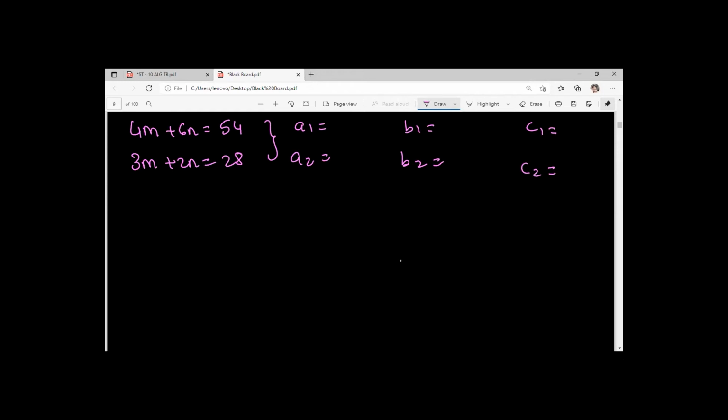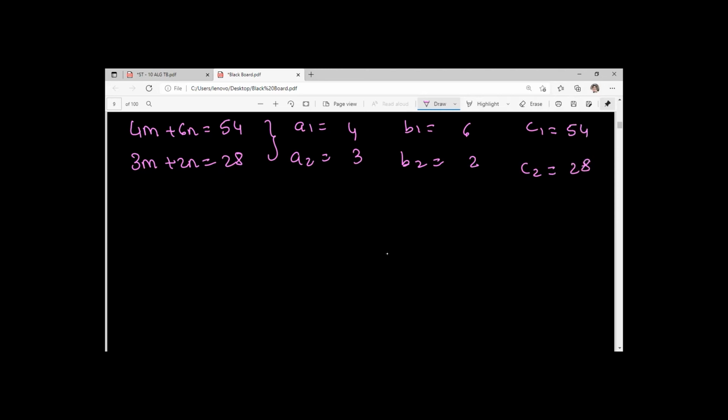4m plus 6n is equal to 54. And what is the other equation? 3m plus 2n is equal to 28. Isn't it? Now you need to again do the same steps. A1, A2, B1, B2, C1, C2. What is A1, A2? It is 4, it is 3. B1, B2 are 6 and 2. C1 and C2: C1 is 54. And what is C2? It is 28.